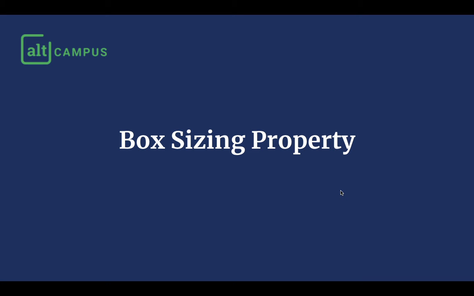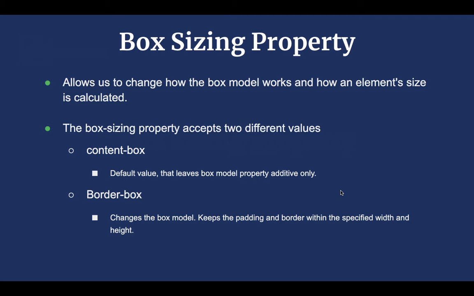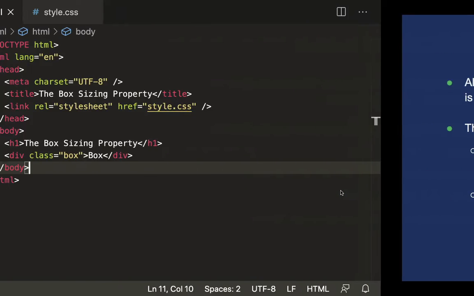However, we can change the default box model of an element. In CSS, there is a property called box sizing which allows us to change how the box model works and how an element's size is calculated. The box sizing property accepts two different values. The first is content box and another is border box. Alright, let's experiment with this property first.